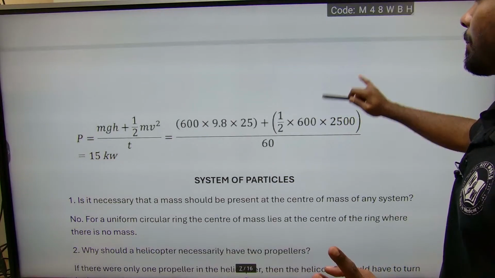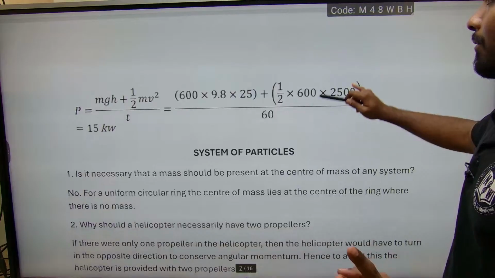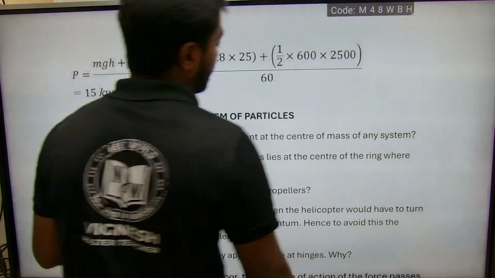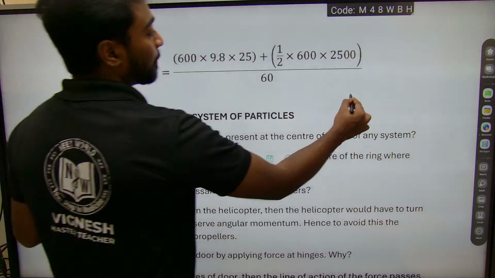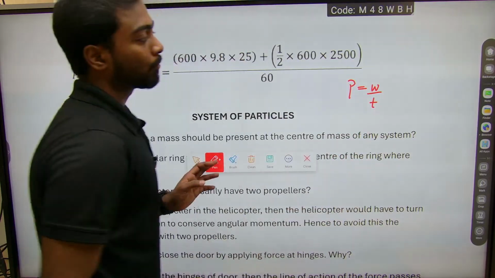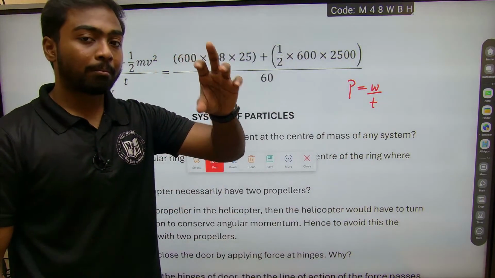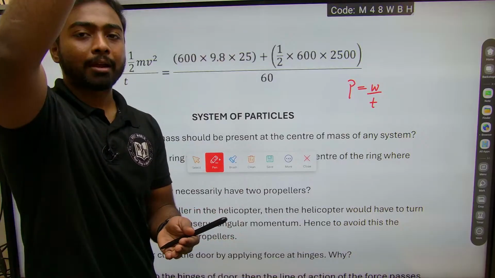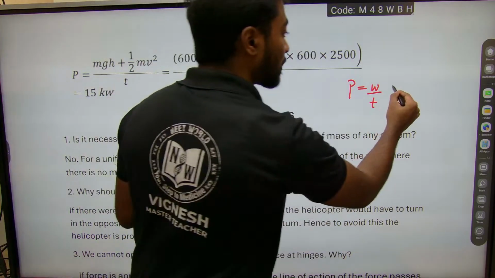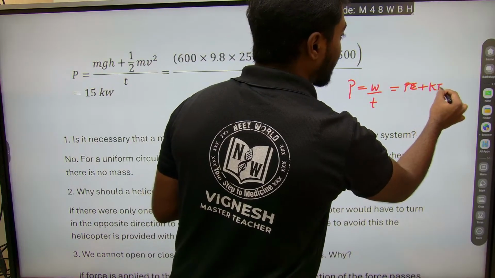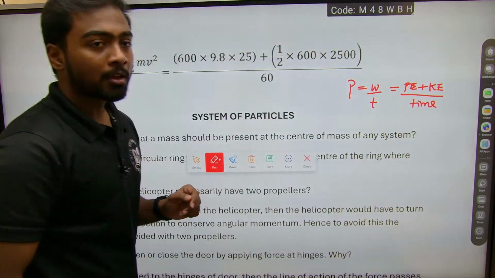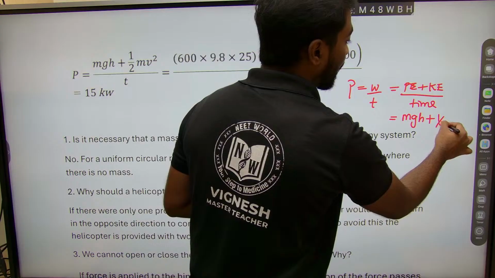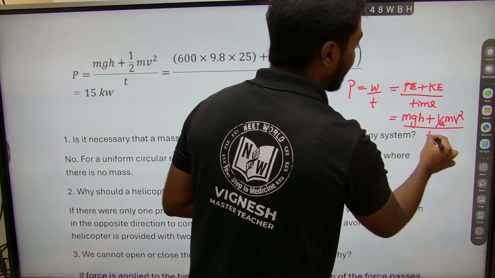So mass they have given, right? 600 kg. So when I talk about power, it is nothing but work done by time. So we are taking the mass of that water from the bottom to the top, so obviously I'm using the height also, and we are using the motion also, which means potential energy plus kinetic energy divided by the time. So what is potential energy? It is mass into gravity into height plus kinetic energy half mv square, divided by the time.